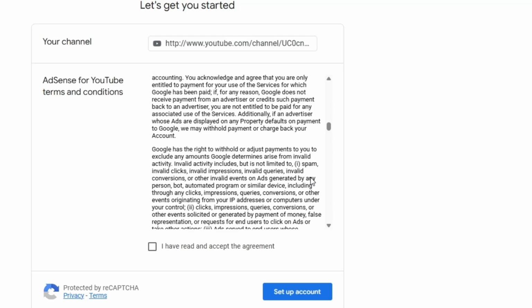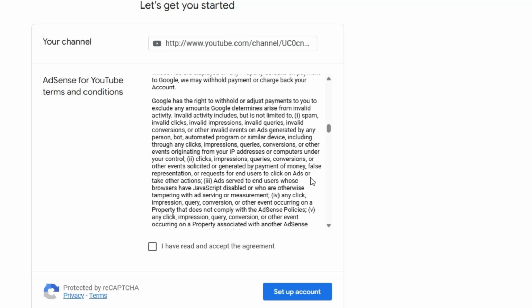Google has the right to withhold or adjust payments to you to exclude any amounts Google determines arise from invalid activity. Invalid activity includes, but is not limited to, 1. Spam, invalid clicks, invalid impressions, invalid queries, invalid conversions, or other invalid events on ads generated by any person, bot, automated program, or similar device, including through any clicks, impressions, queries, conversions, or other events originating from your IP addresses or computers under your control.